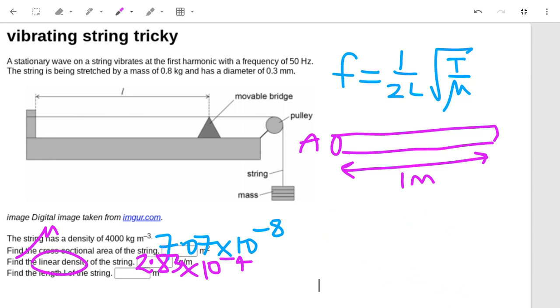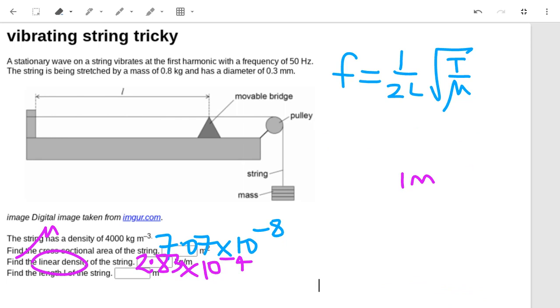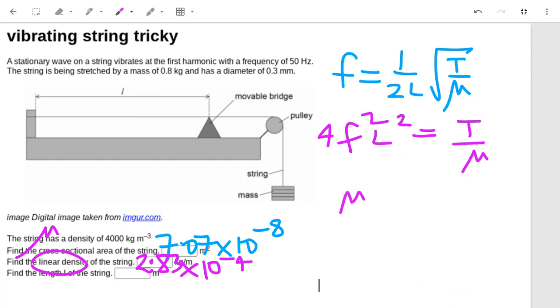Find the length of the string. Now it's just plugging it into this equation. So I'm going to rearrange it for the length first. That's a bit scary actually. So 4f squared L squared equals T over mu. So mu equals T over 4f squared L squared.